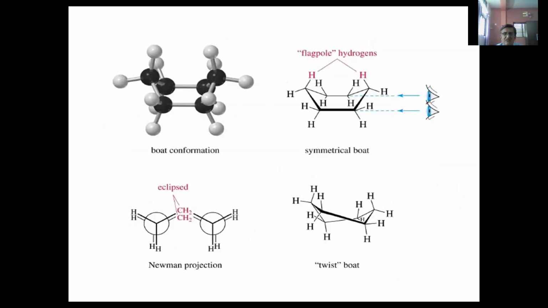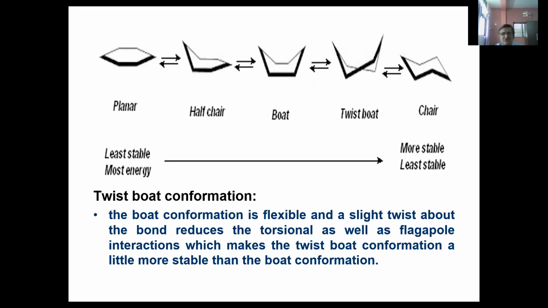Okay, so this we have already seen. These two hydrogens are called flagpole hydrogens. It is a symmetrical structure, and this Newman projection is representing a twist boat. Just by rotating, the twist boat form will be obtained. So these are the different conformations. The least planar structure is the least stable, because the observed angle is 120. When we come to half chair, boat, twist boat, and chair conformation: least stable means most energy, more stable means least energy. It means the chair conformation is the more stable conformation for cyclohexane.